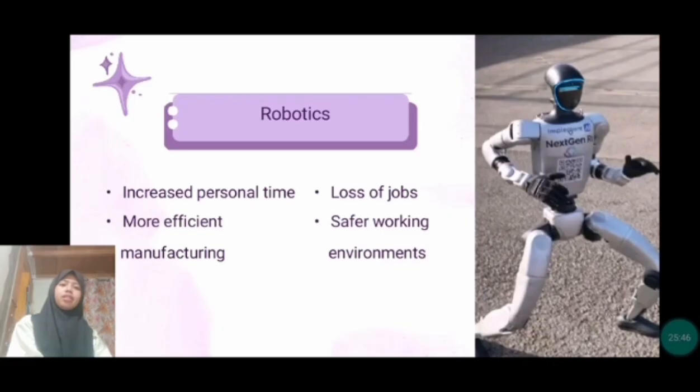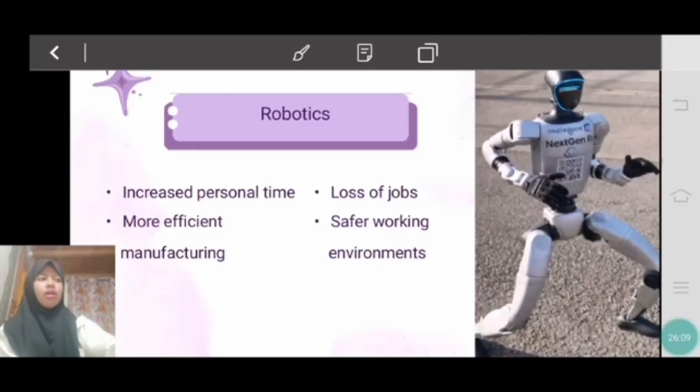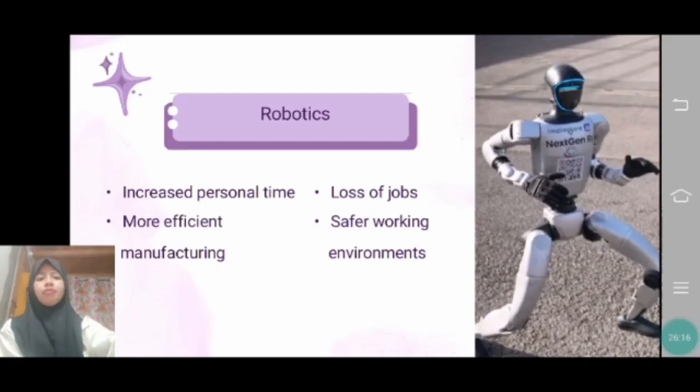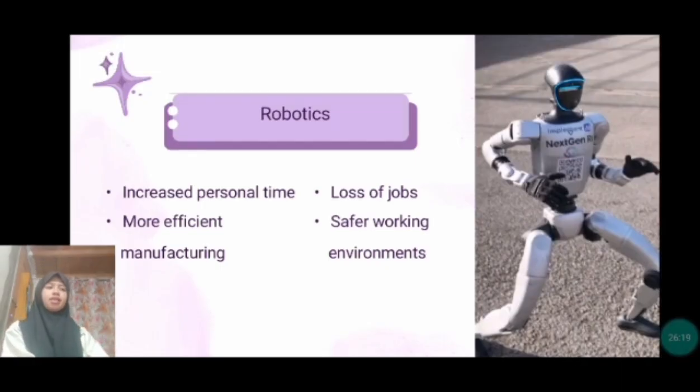So next is robotics. First, increased personal time. Robots can do household or routine tasks like cleaning, cooking, and delivering items. Because of this, people spend less time on chores and have more time to relax or spend on other things like hobbies.